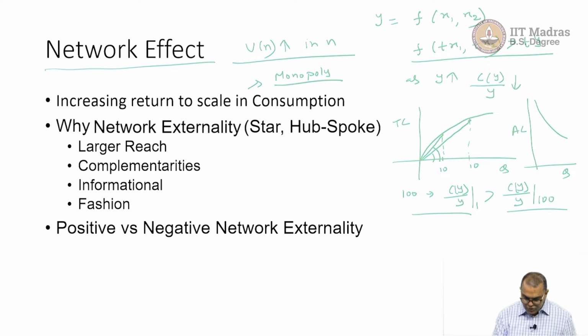Now let us look at why we get network externality. One reason is larger reach. If you think of telephony, let us say that in the beginning there are just two people connected. Now let us say a third person also comes, and this person acts as the hub. So everyone is connected through an exchange.